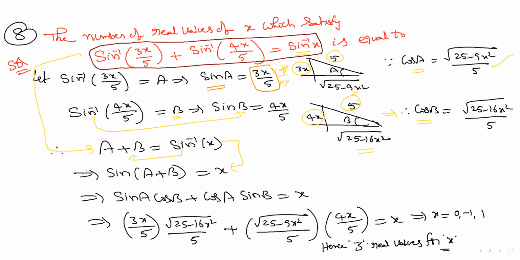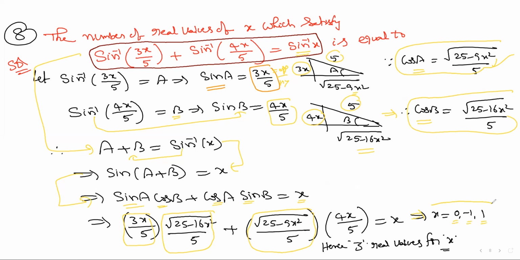Sin of A plus B, we have the formula: sin A cos B plus cos A sin B is equal to x. Sin A from the statement is given as 3x by 5. Cos B we have got here. Cos A we have also got: root 25 minus 9x square by 5. Sin B value from the statement is also given as 4x by 5, is equal to x. After squaring and simplification, the x values we have got are 0, minus 1, plus 1.